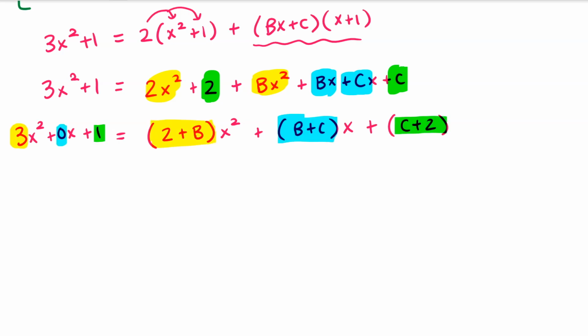So I've highlighted the corresponding coefficients on each side of the equation, and the yellow ends up giving us the equation b plus 2 is equal to 3, and then I'm going to move over to the green, or the constants, and that's going to tell me that c plus 2 is equal to 1. Solving both of these gives us capital B is equal to 1, and capital C is equal to negative 1.